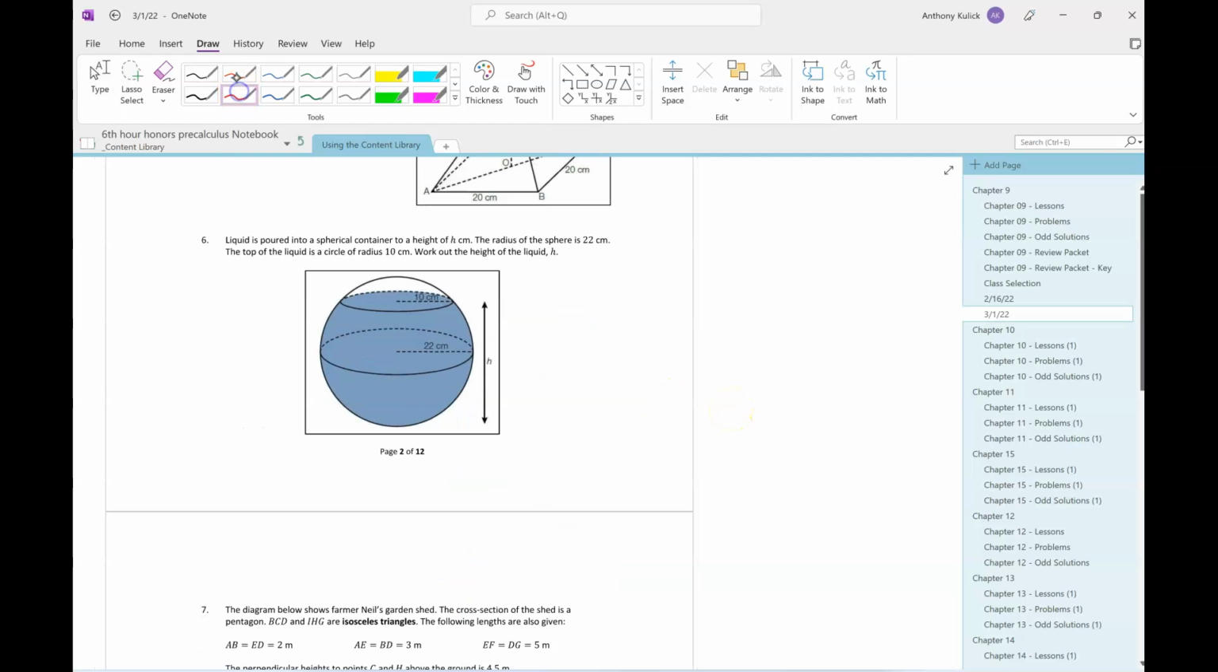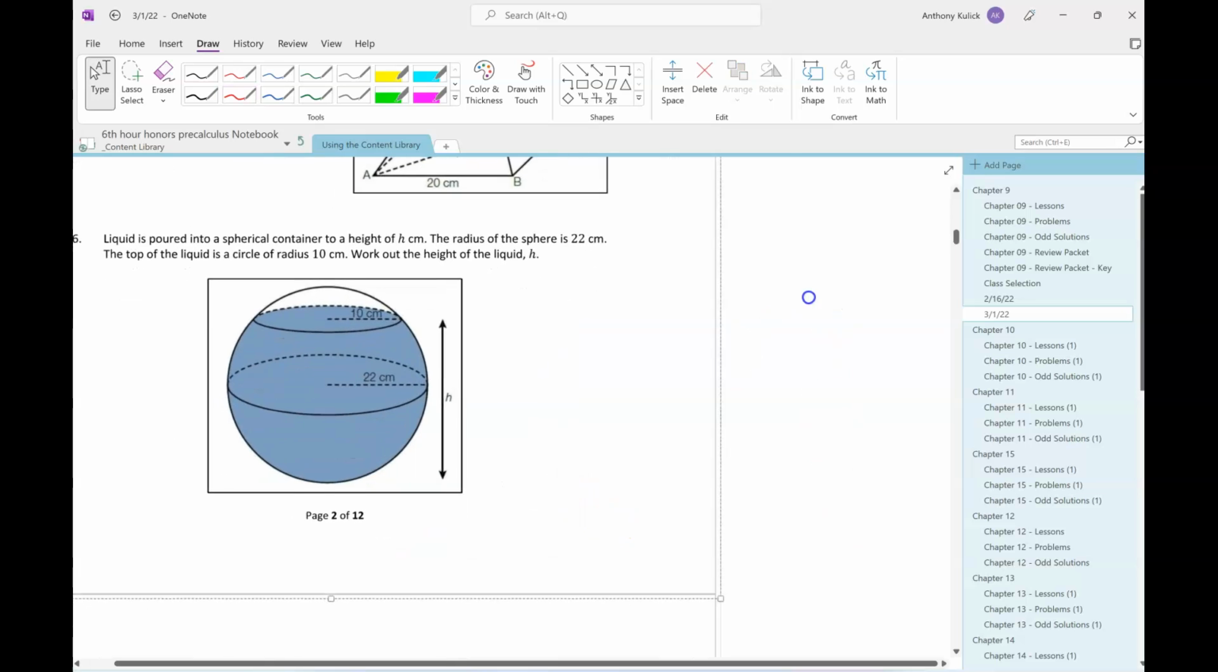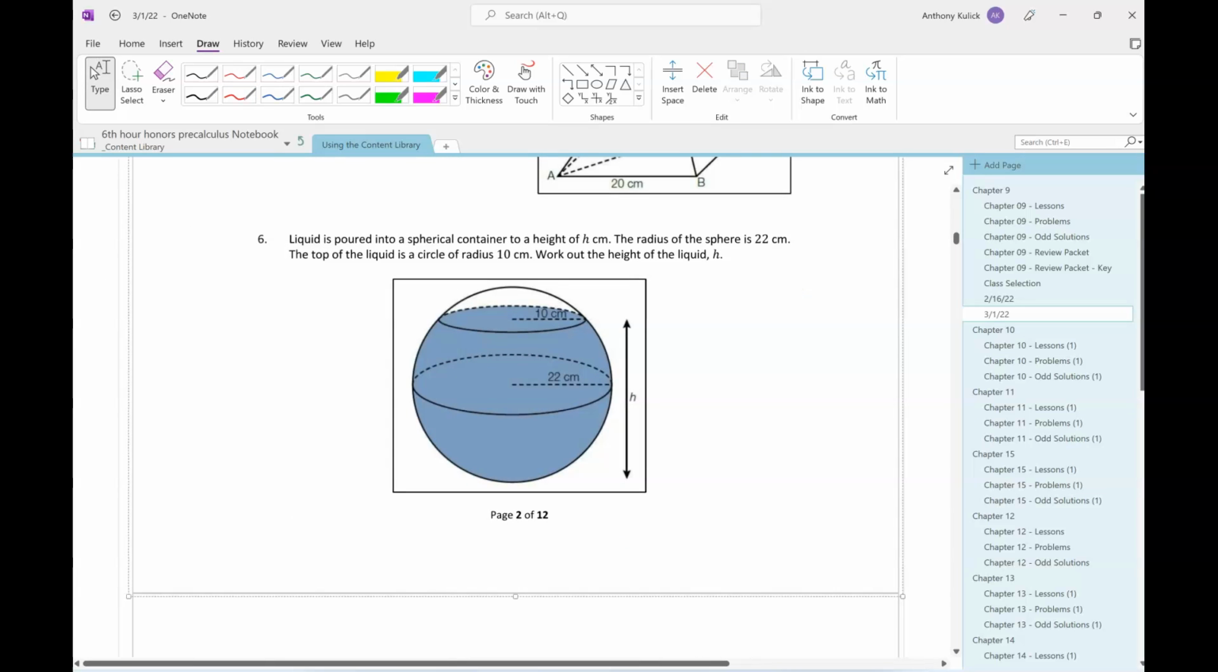Okay, so 6 is here. It says liquid is poured into a spherical container to a height h. The radius of the sphere is 22 centimeters. The top of the liquid is a circle with radius 10 centimeters. Figure out that height. So the trick here, Paul, is that the radius of the sphere is 22, and there's lots of radii we can draw here. So anything from the center of the sphere, which I'm drawing here in red, to the surface of the sphere is a radius. So that's 22.